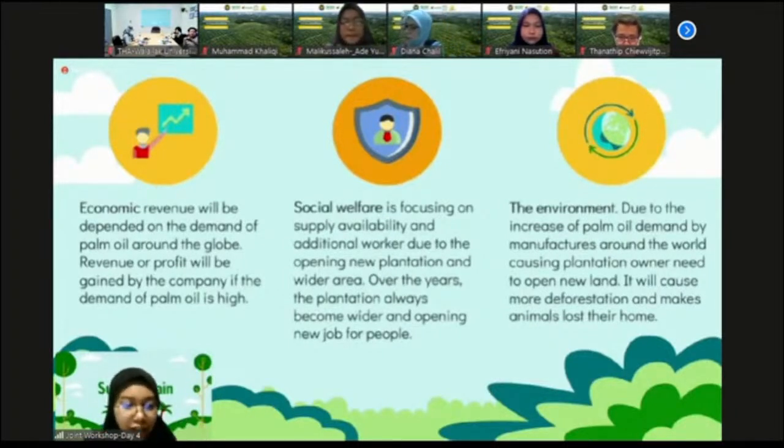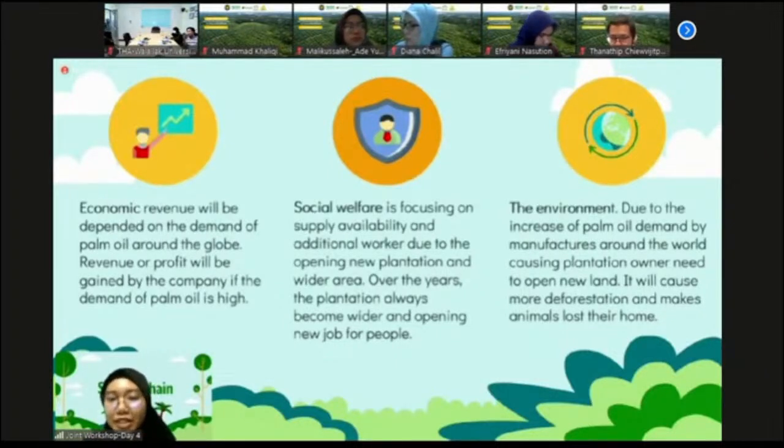So social welfare is focusing on supplying availability and additional workers due to the opening of new plantations and wider areas. Over the years, the plantation always becomes wider and opens new jobs for people. So for the people, right? And the last aspect is the environment.